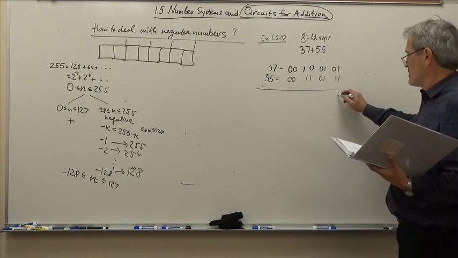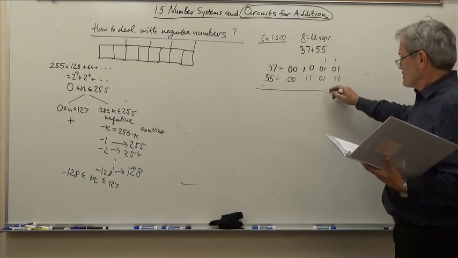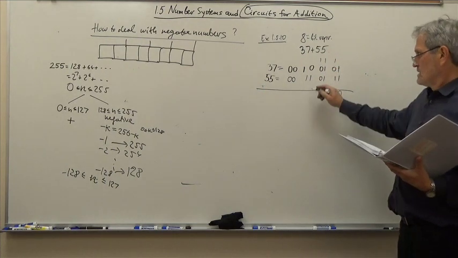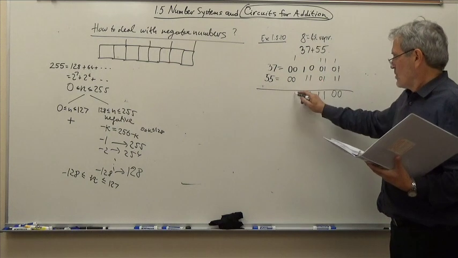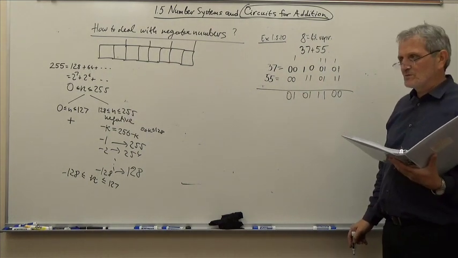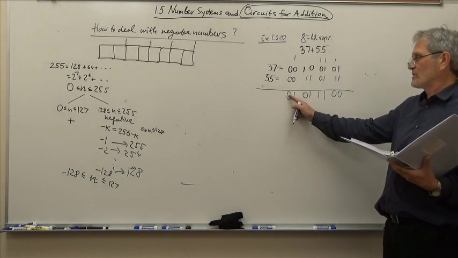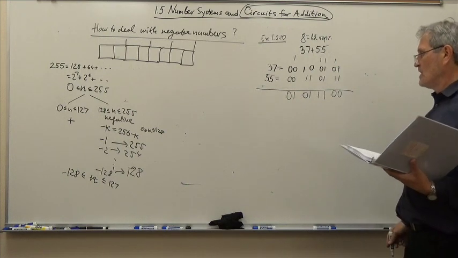1 and 1 is 0, carry 1. 1 and 1 is 0, carry 1. 3 ones is 1, carry 1. 1 and 0 is 1. 0 and 1 is 1. 1 and 1 is 0, carry 1. 1 and 0 is 1, and 0. Make sure that you write all the digits, even if it's missing, because it will confuse you if your number starts with 1. If I don't write the 0, I'll see a 1 at the start and think it's negative. No, it's not.